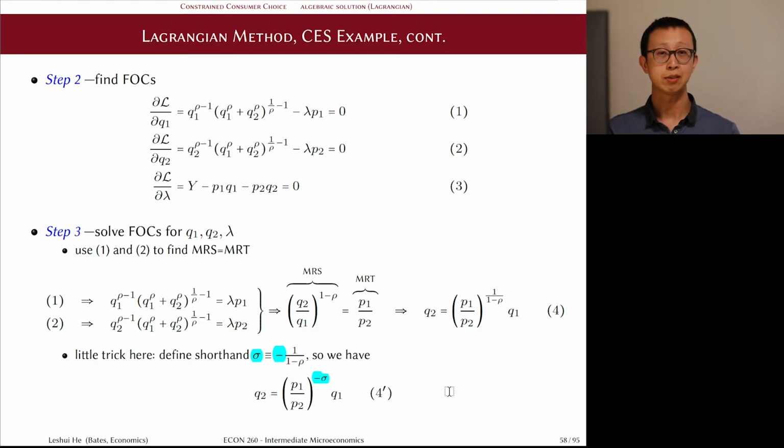Now we'll take advantage of this trick and rewrite 4 into 4 prime. Notice that, again, the only thing that we have changed from equation 4 to equation 4 prime is just to wrap up this power of 1 over 1 minus rho into minus sigma. So now we can plug 4 prime, which is an expression of Q2, into equation 3 here, into the position of Q2 here.